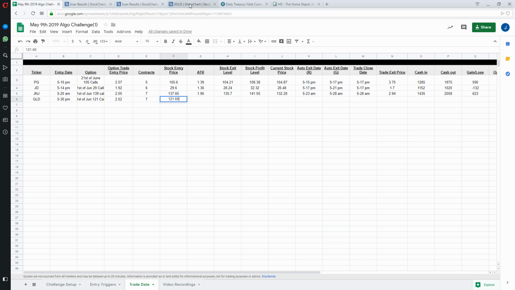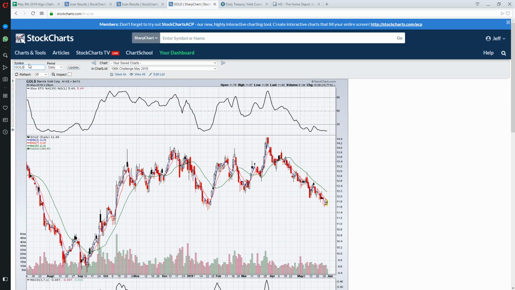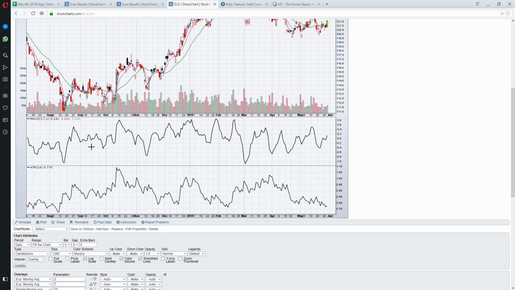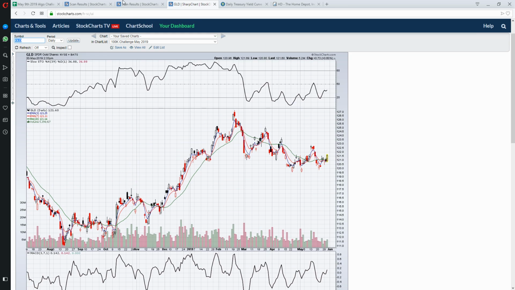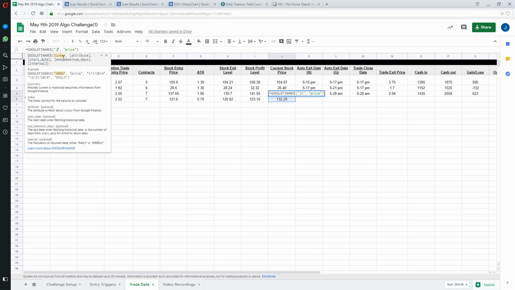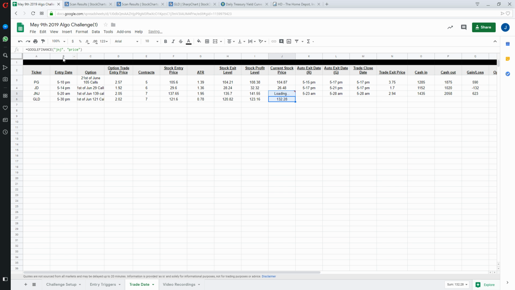And the average true range, we already talked about, it's pretty low here. Let me pull it back up. Average true range is 78 cents, right? 0.778, so we'll round that up to 78 cents. So that's going to give us an exit level on the stock of 120.82, the stop level. 123.16 is the profit take level. And then we'll just get this to populate the GLD price.